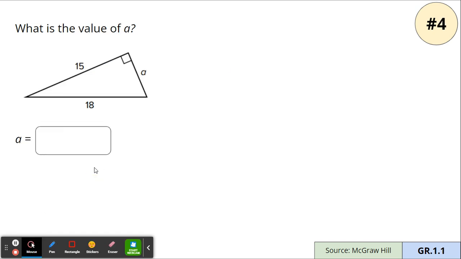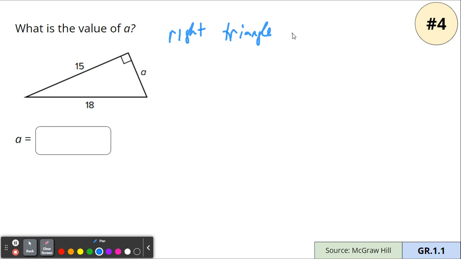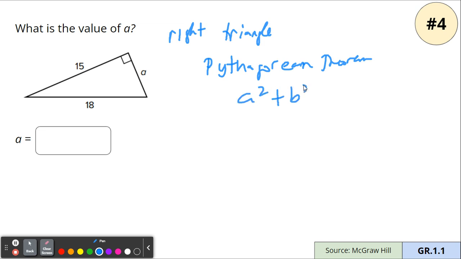Now, moving on to question number 4. For question number 4, as you can see here, we are given a right triangle. So therefore, to find our missing side A, we are going to use our Pythagorean theorem. So remember, the Pythagorean theorem says that A squared plus B squared is equal to C squared. Okay? So we are given this is our C, this is our B, we're looking for A. So remember we will have, okay, A squared plus 15 squared is equal to 18 squared.